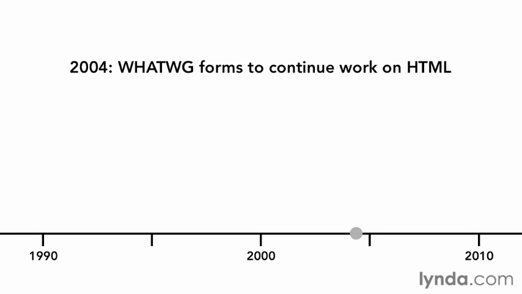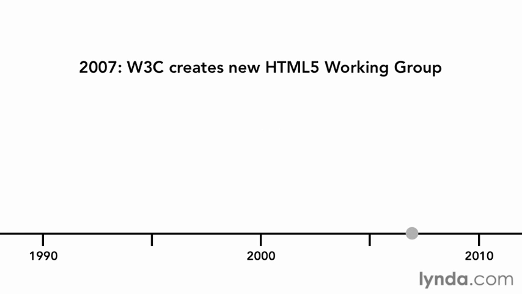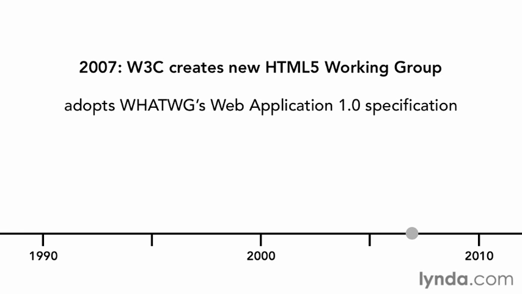While the W3C was so busy kind of spinning its wheels, if you will, on XHTML, a group of organizations and individuals got together in 2004 to continue the work on HTML, basically attempting to move the HTML 4.0 specification forward. Now, this group called themselves the Web Hypertext Application Technology Working Group, which is usually referred to as the equally awkward WHATWG. Their specification, which was entitled Web Applications 1.0, eventually was adopted by the W3C and renamed HTML5.